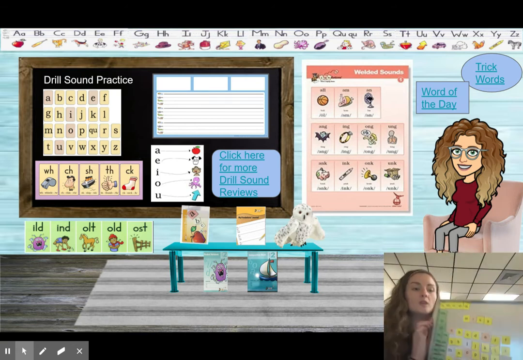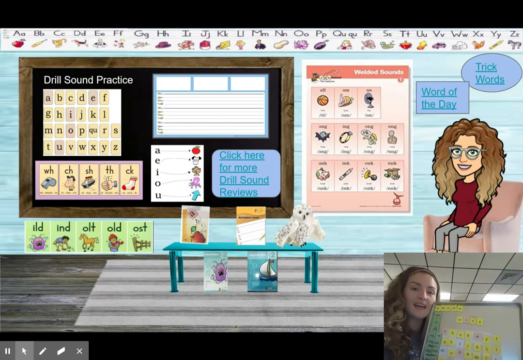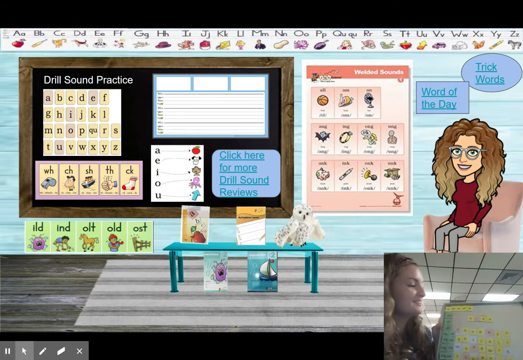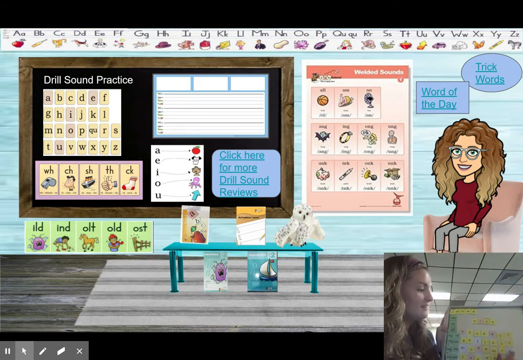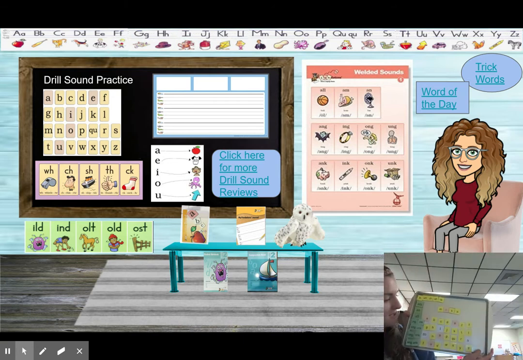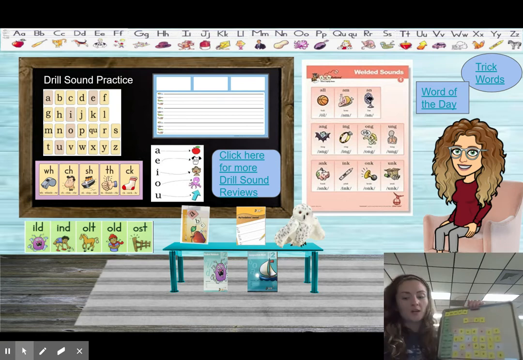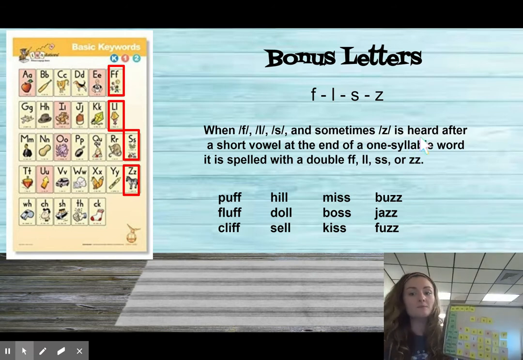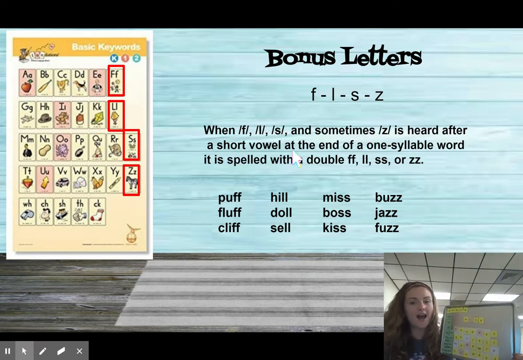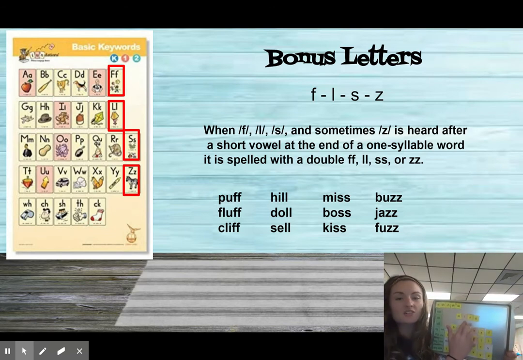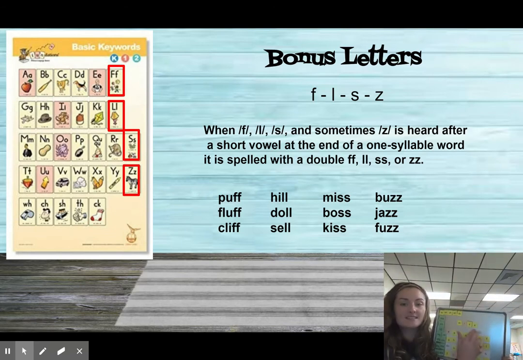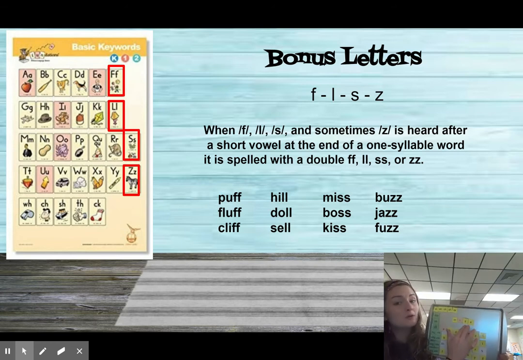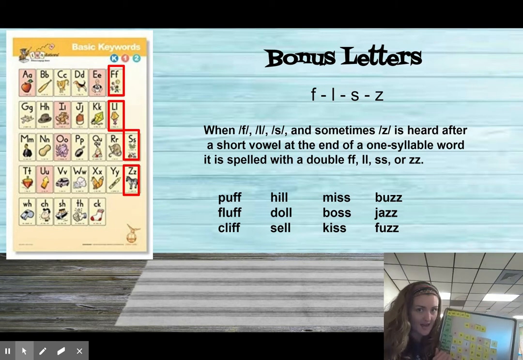So some words will get a bonus letter. Can you remember what letters get a bonus letter? F, L, S, and sometimes Z. I do not have an extra Z, but you should have an extra Z. So we're going to go to the next slide. So bonus letters are sometimes heard after a short vowel sound. So i, that short i, s, miss. So that bonus letter only comes after a short vowel sound, okay?